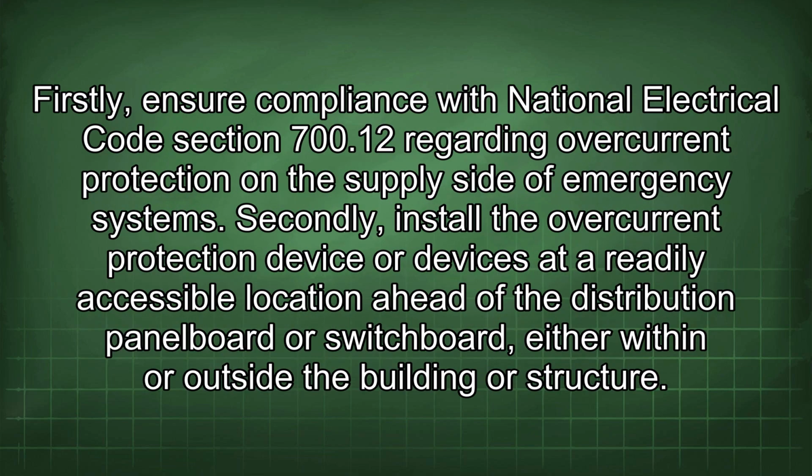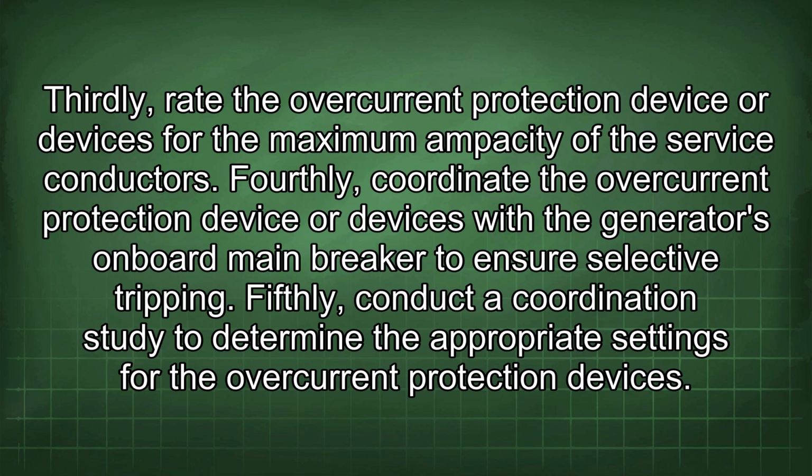Firstly, ensure compliance with National Electrical Code Section 700.12 regarding overcurrent protection on the supply side of emergency systems. Secondly, install the overcurrent protection device or devices at a readily accessible location ahead of the distribution panel board or switchboard, either within or outside the building or structure. Thirdly, rate the overcurrent protection device or devices for the maximum ampacity of the service conductors. Fourthly, coordinate the overcurrent protection device or devices with the generator's onboard main breaker to ensure selective tripping.